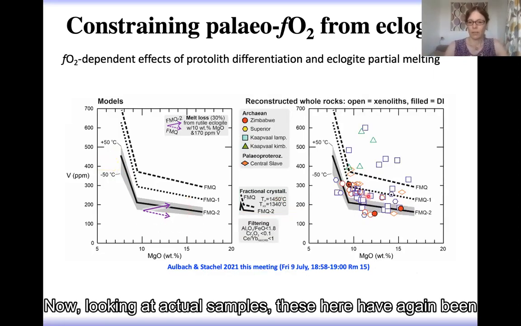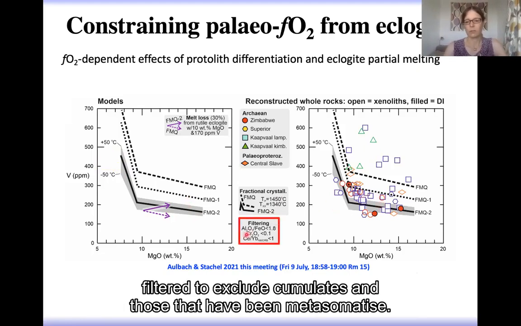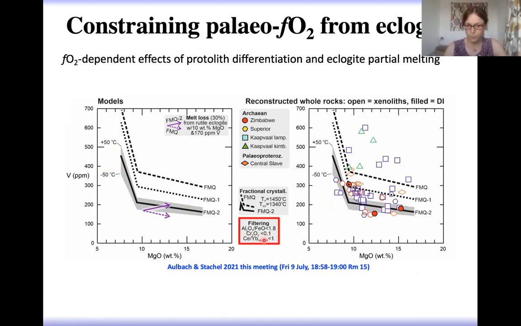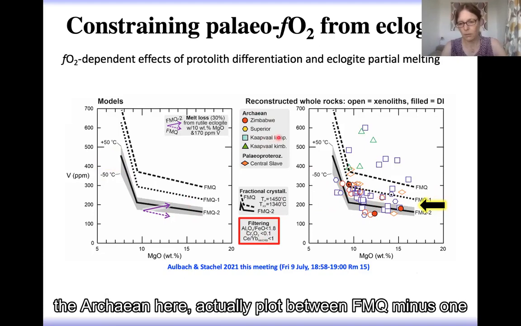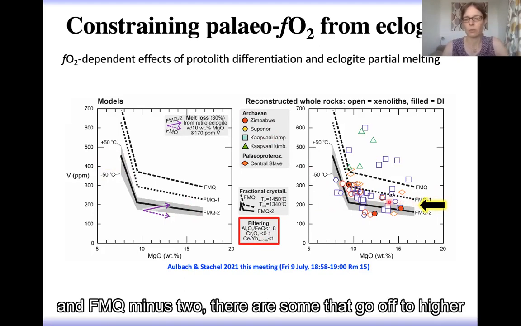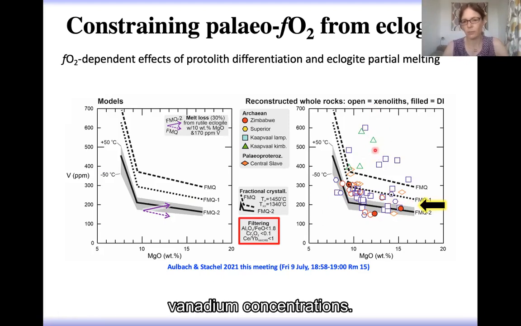Now, looking at actual samples, these here have again been filtered to exclude cumulates and those that have been metasomatized. And we can see that, or I hope you agree, that most samples in the Archaean here actually plot between FMQ-1 and FMQ-2. There are some that go off to higher vanadium concentrations.